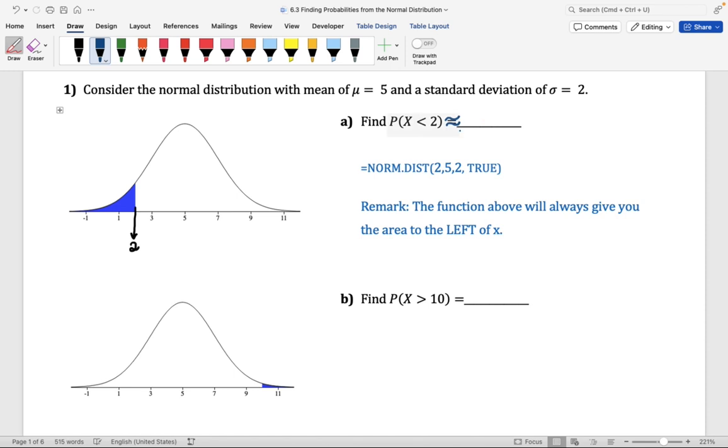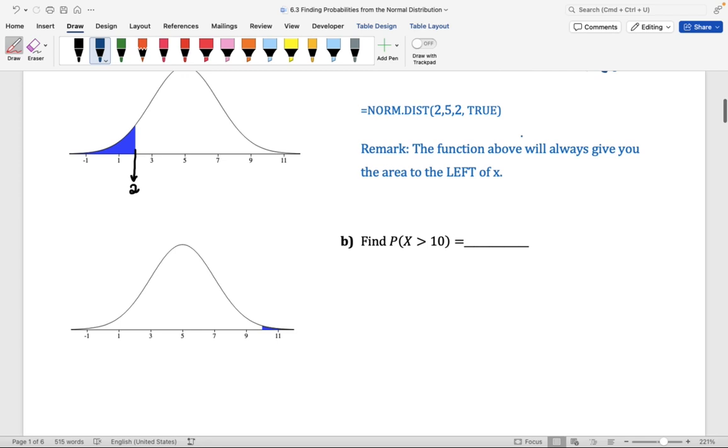So here we have an approximation of the probability of x being less than 2. This is approximately 0.0668. We can also write this as a percentage. The percentage here is 6.68%.